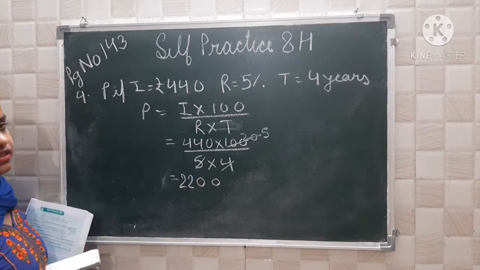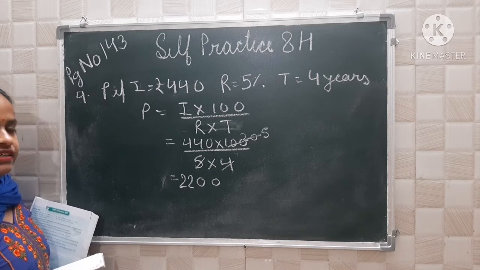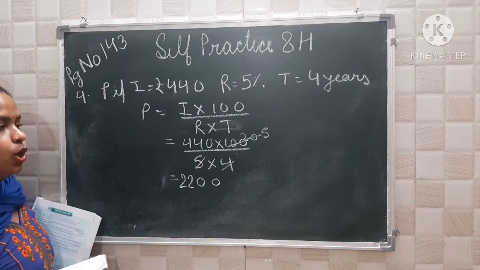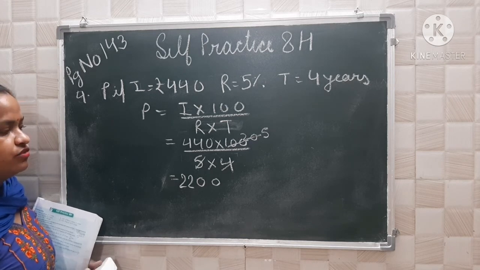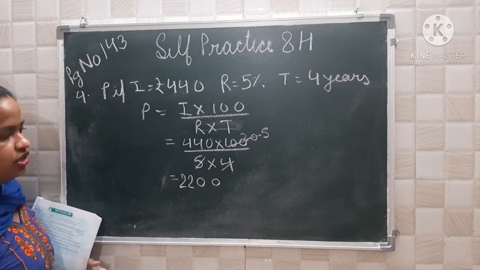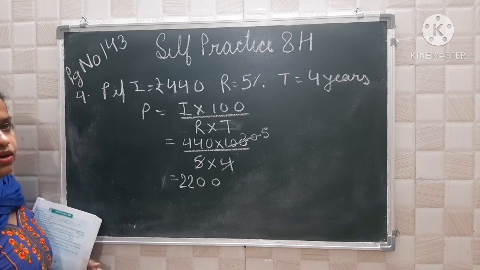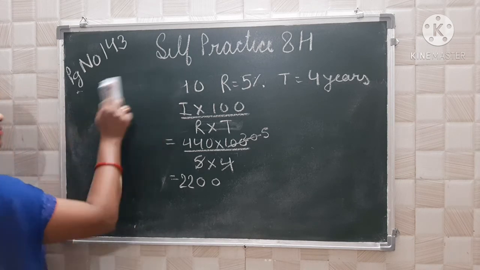I will repeat it. P is equal to I into 100 upon R into T. I is 440 into 100 upon 5 into 4. 5 zeros is 0, 5 4s are 20, 5 4s are 20. So your answer will be 2200. The principal amount will be how much? 2200. Now question number 5.